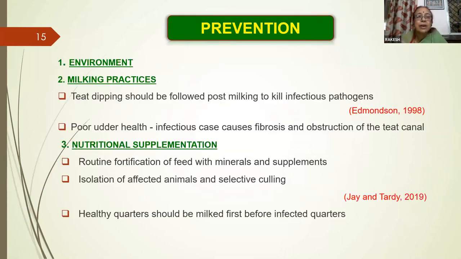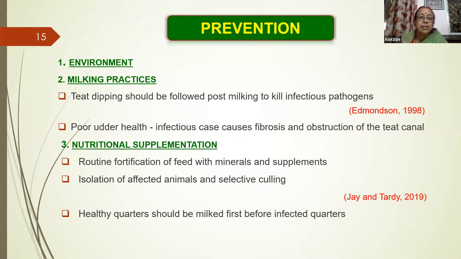The environment plays a very important role in prevention of the disease. The environment should be neat and very clean. For milking practices, teat dipping should be done post milking, and before milking also. The handler of the animal should clean the hands and the buckets and everything, and they should clean the tip of the teat to maintain hygienic measures for milking, collecting the milk in the bucket. Teat dipping is done after milking, post milking, to kill the infectious pathogens.